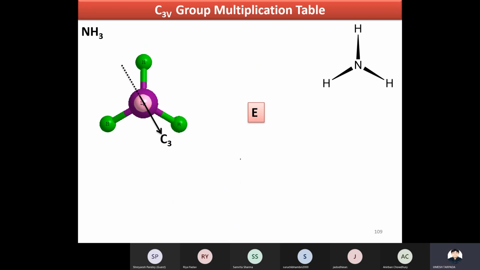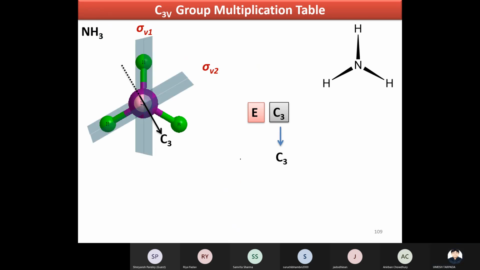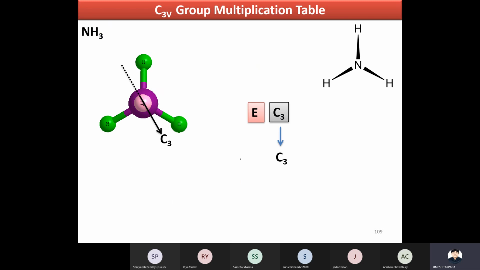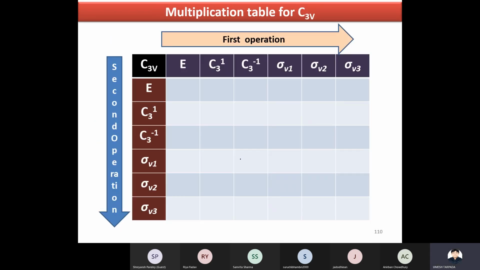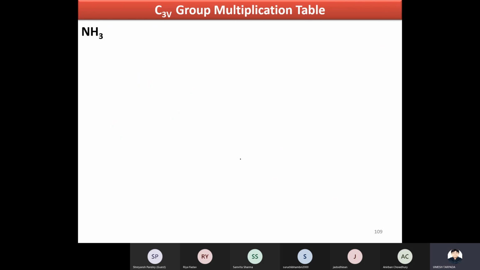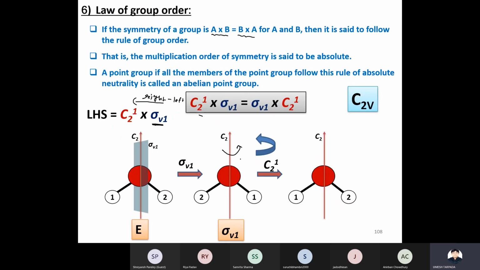In ammonia, what happens, now we go for the multiplication table, but before starting it, I think there are certain rules that may not have been mentioned. Okay, fine. So first I will tell you the rules and then we go for this ammonia.